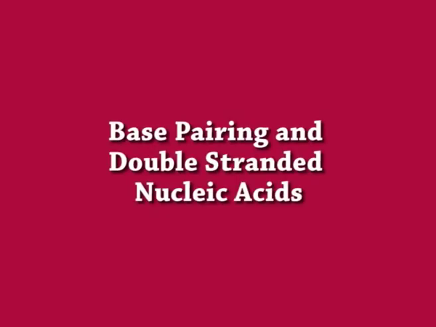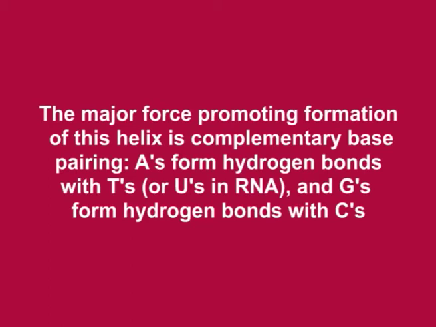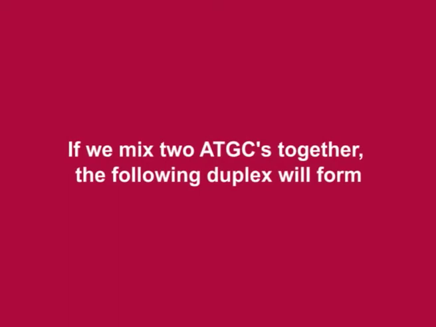Let us see the base pairing and double-stranded nucleic acid. Most DNA exists in the famous form of a double helix, in which 2 linear strands of DNA are wound around one another. The major force promoting formation of this helix is complementary base pairing. A forms a hydrogen bond with T, or U in RNA, and G forms a hydrogen bond with C. If we mix two ATGC strands together, the following duplex will form.